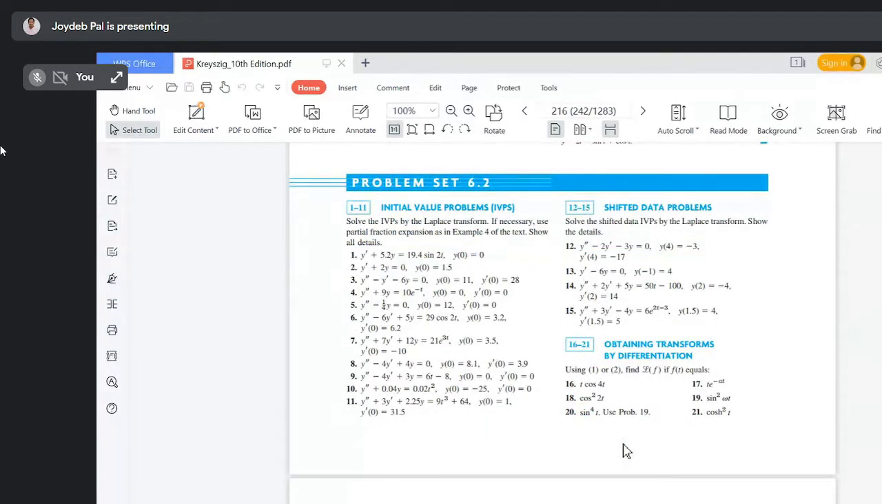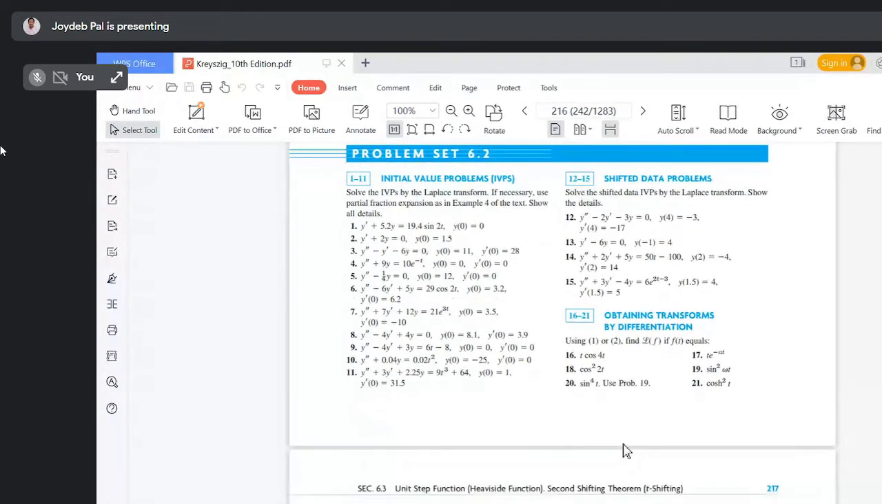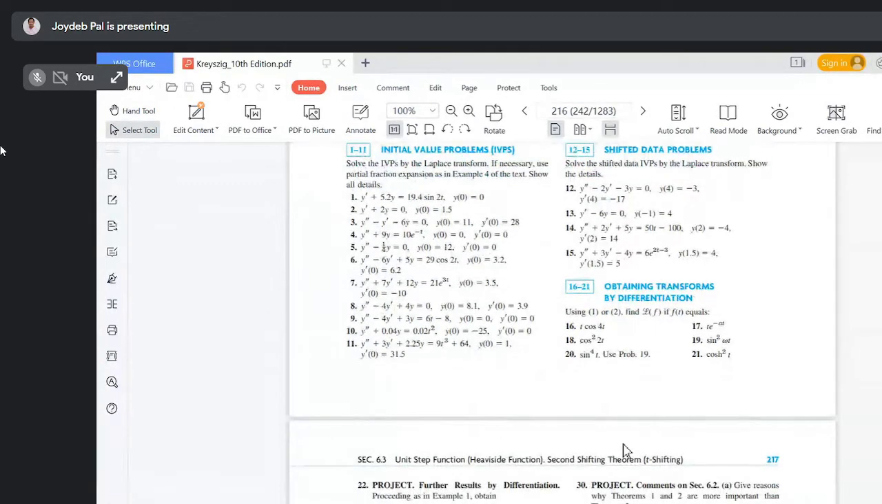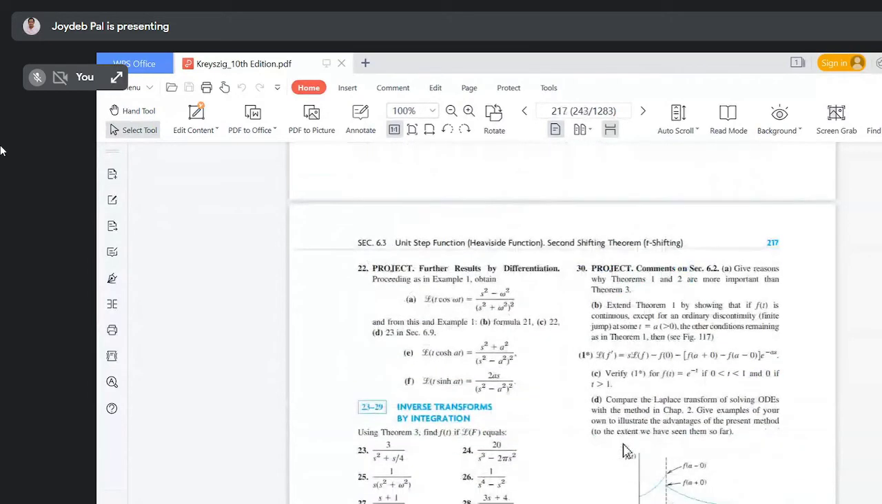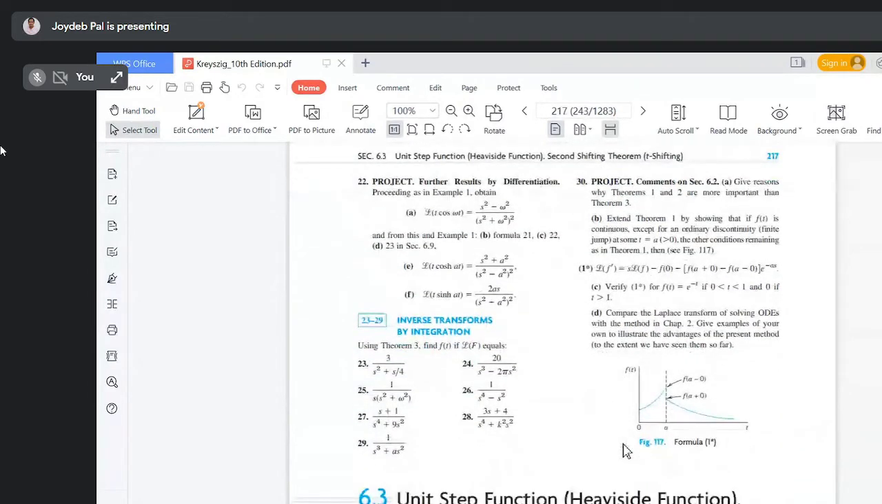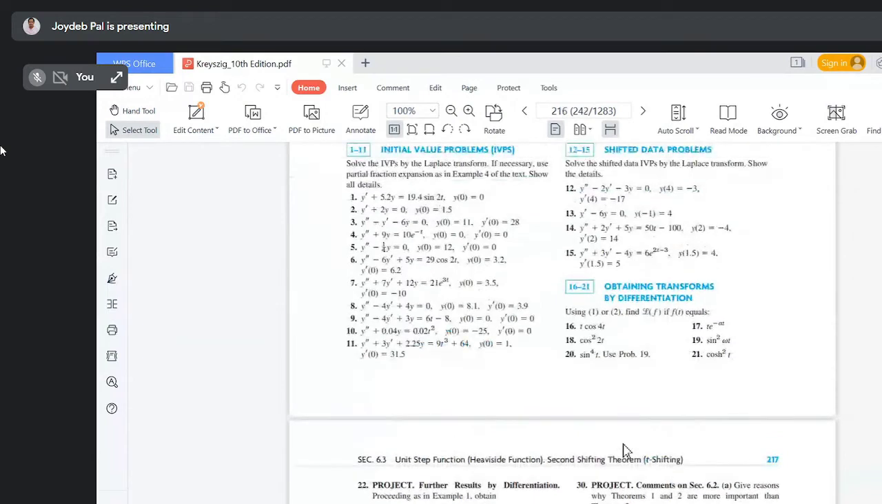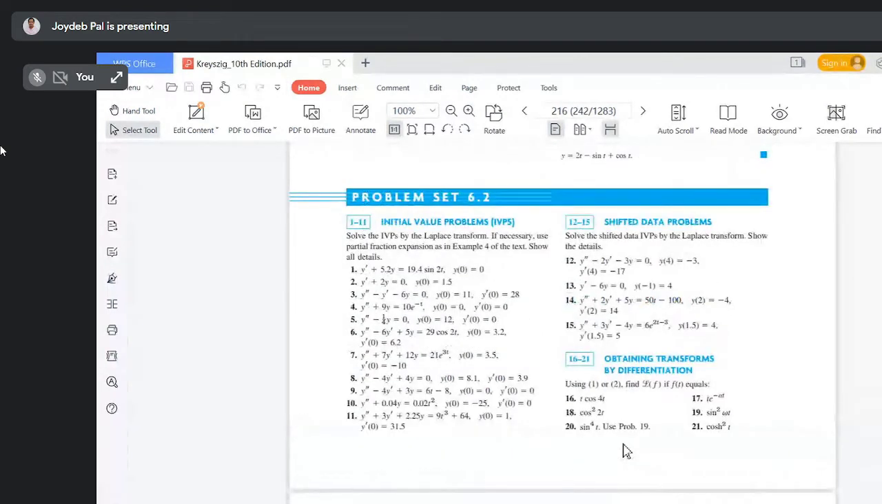Chapter 6.2 is completed because we have solved all types of problems. Problems 1 to 11, I have solved some problems. 12 to 15, I have also solved one problem. 16 to 21, I have shown how to solve this type of problem. And 23 to 29, finding Laplace inverse by the formula, that F is by s, Laplace inverse of F is by s. If you have any kind of doubt in this chapter or exercise problems you can ask. But if you have tried and solved them yourself, only then will doubts remain, otherwise not.